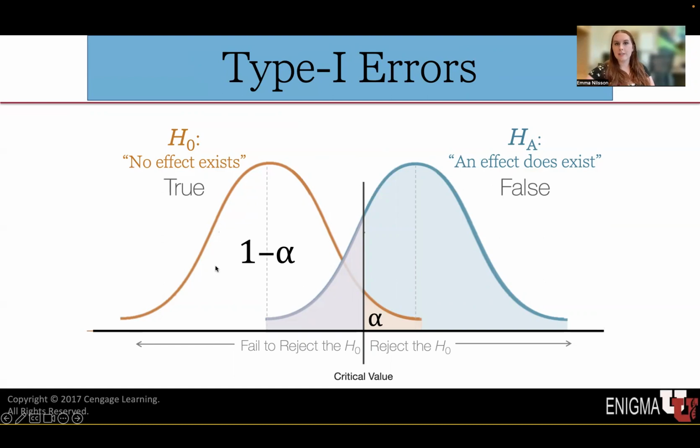So what you can see here, summarizing what we've learned about type 1 errors, when we fail to reject the null hypothesis and the null hypothesis is true, that's what this is called, the 1 minus alpha. That's the correct rejection. However, when the null hypothesis is true, but we reject it anyways, that is a false positive, a type 1 error, and that's represented here by alpha.